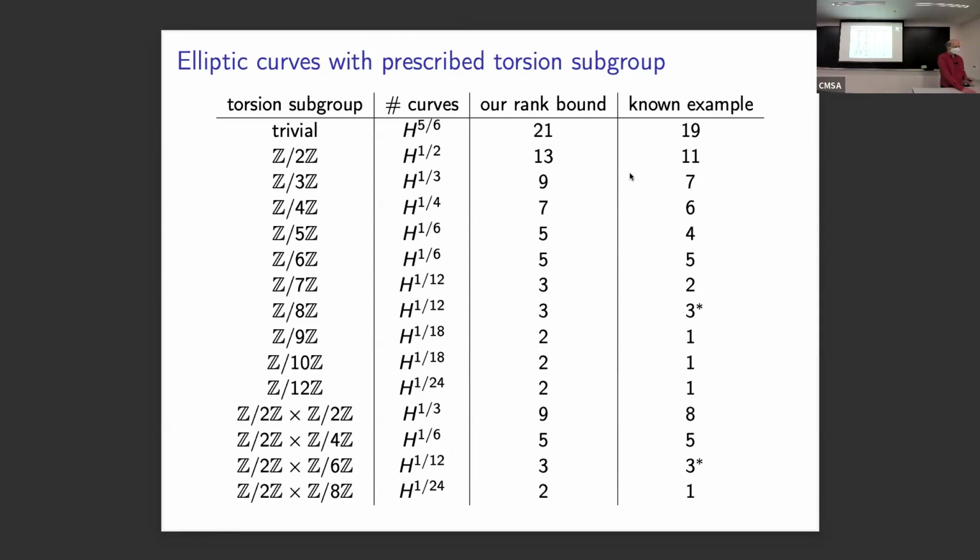And in every case, you can see that, I mean, it looks good. This is the bound beyond which we expect to have only finitely many. Our model says there should be only finitely many beyond it. And in each case, this is the record for the highest rank example of an elliptic curve, of an infinite family of elliptic curves that has that torsion subgroup.